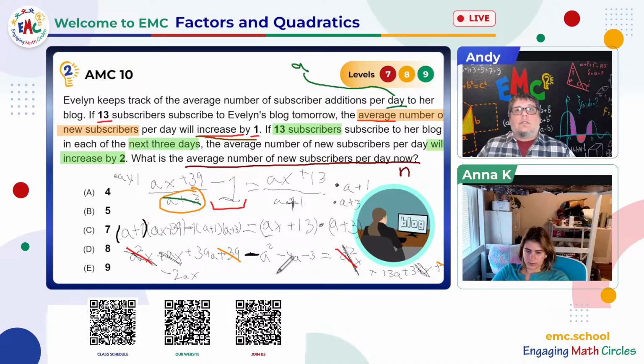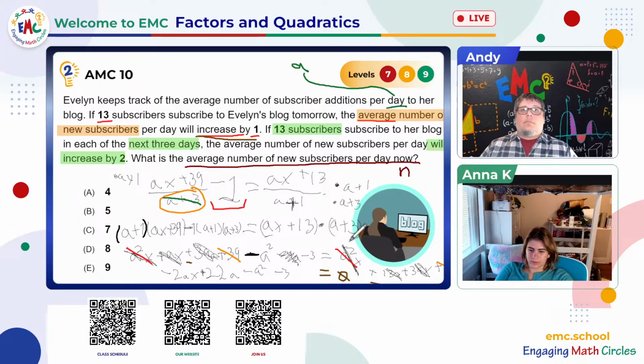Subtract this, minus the 26, 26A. Minus A squared minus 4A minus 3. All of this became 0. Minus 4A, so we can make this 22A minus A squared minus 3 equals 0.